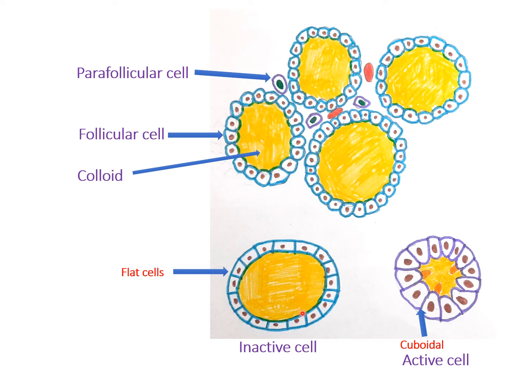Another difference is the presence of resorption lacunae. So you can see this orange one, lacunae present in the colloid material, which is absent in the inactive cell, which help in the resorption of the colloid by the follicular cell when it is active.